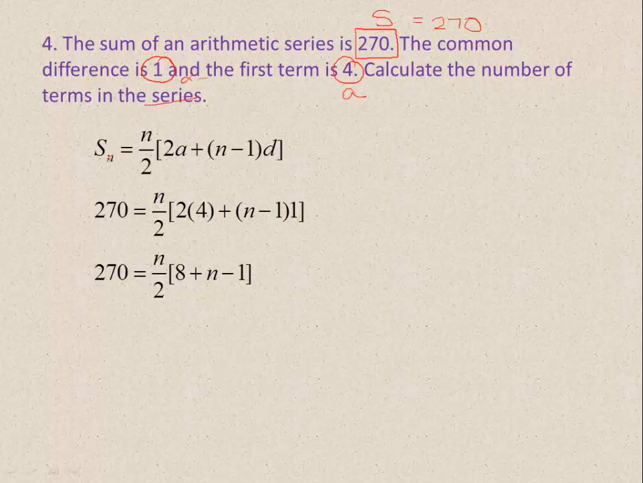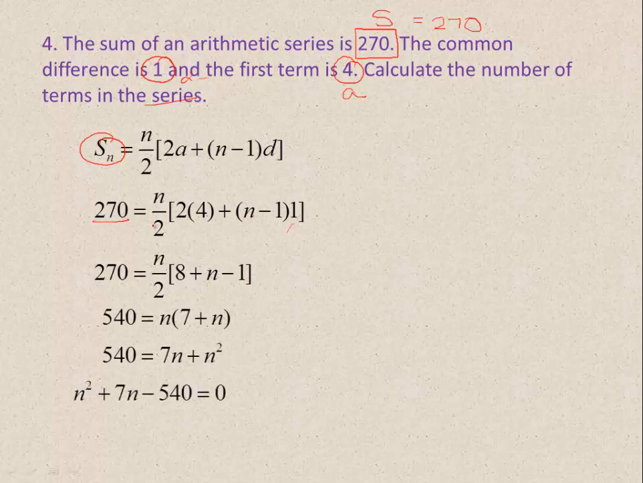So guys, if I look at this, I use the formula for Sn. But now the difference is Sn is equal to 270. I don't know the value for n because they ask me to calculate the number of terms in this series. A is equal to 4, D is equal to 1. You substitute that into the formula, guys, and you end up with n squared plus 7n minus 540 is equal to 0.